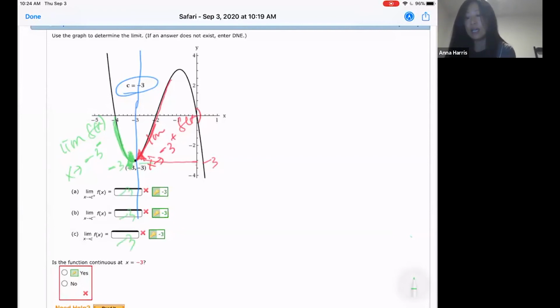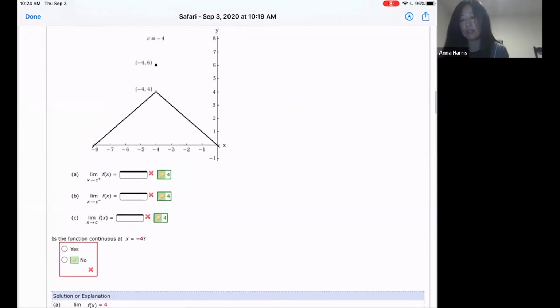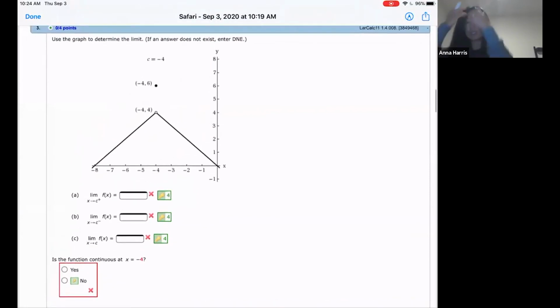In this case, again, this is a solid point, so that means we do have a y value. So it is continuous. All right, let's look at anything else. Okay, what about this one?